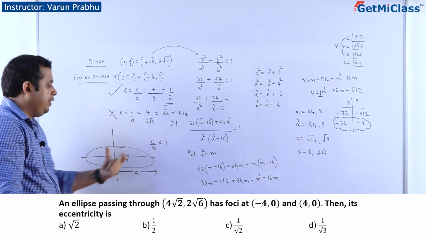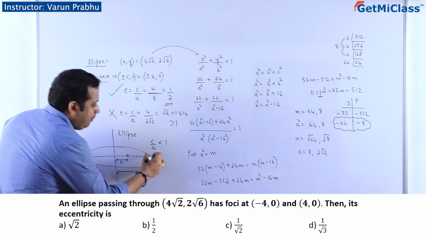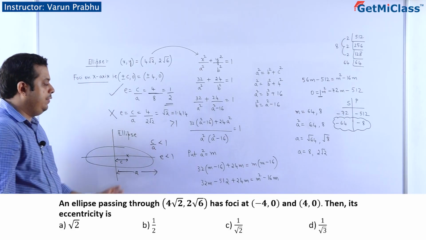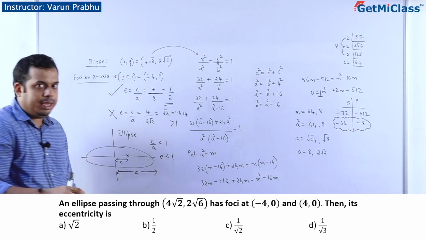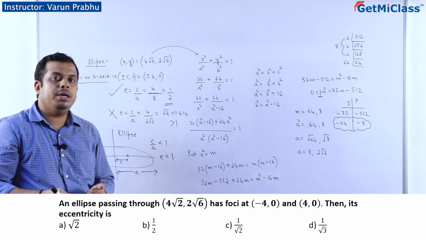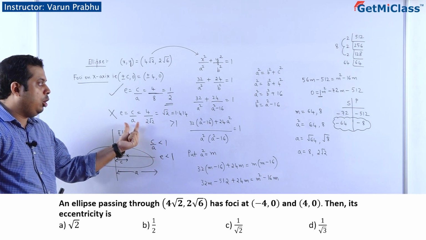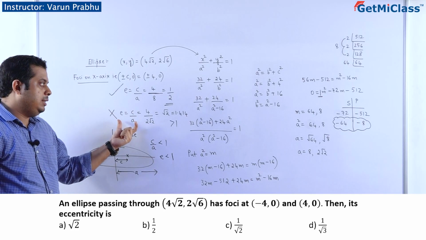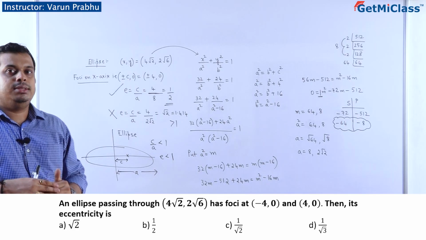The eccentricity for an ellipse should always be less than 1. This we have discussed during the synopsis also. For a hyperbola it should be greater than 1, for a parabola it should be equal to 1, for a circle it should be equal to 0. So this is how the case is. Root 2, even though it is found in the options as option A, cannot be the answer to the question because it is greater than 1. So the answer to the question is 1 by 2. This is the option.